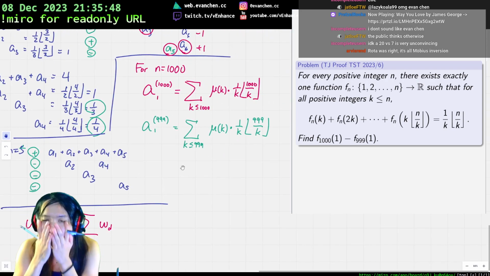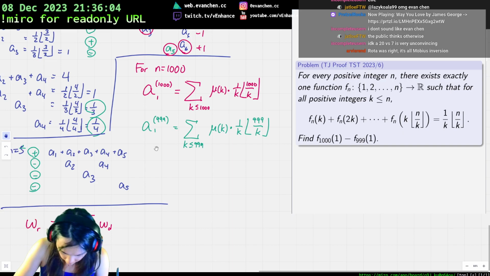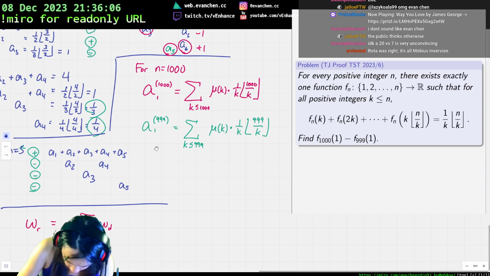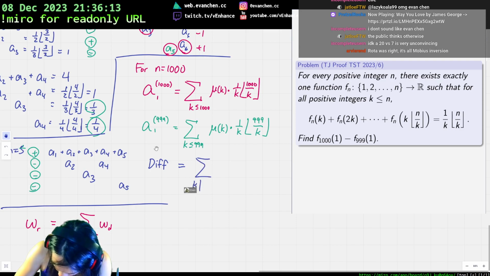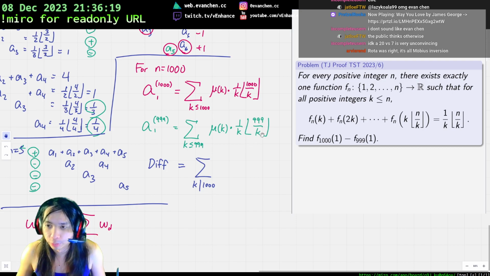Okay, anyways. So now I need to subtract these two things, and the main thing is that for almost all values of k, floor of 1000 over k is equal to floor of 999 over k. So the only values for which they're not equal are the ones for which k divides 1000. For those values, the difference is equal to just 1. So it's like the difference over k dividing 1000. For the bottom sum, this floor is equal to 0, so it's also okay.